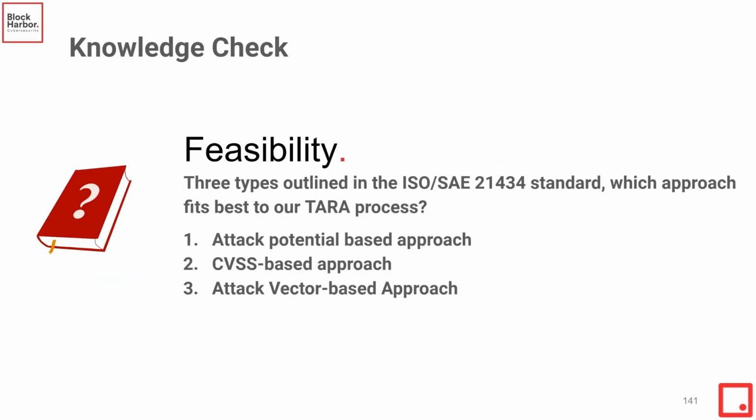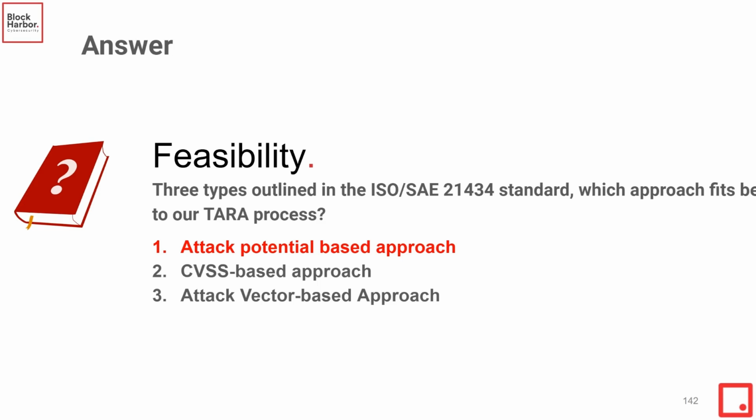Before diving into the topic of visibility, of the 3 types outlined in the ISO SC 21434 standard, which approach fits best to our TARA process? Number 1, attack potential based approach. 2, CVSS based approach. 3, attack vector based approach. As always, you can pause this video and take some time to note down the correct answer. For now, let's move on to the next slide and check the correct answer. The correct answer is number 1, attack potential based approach.